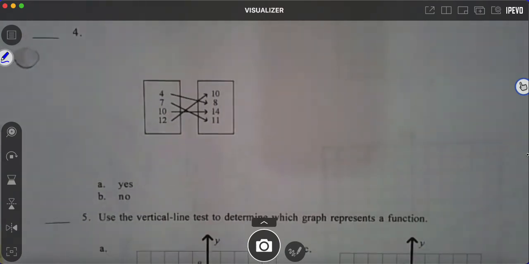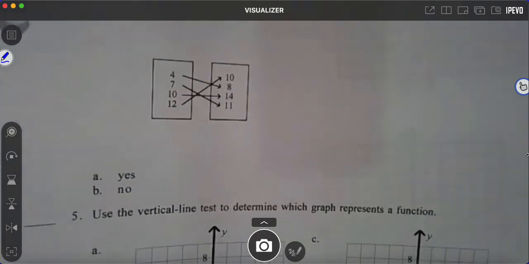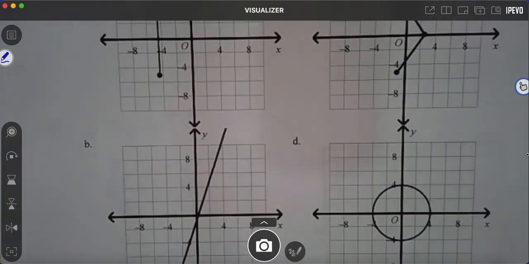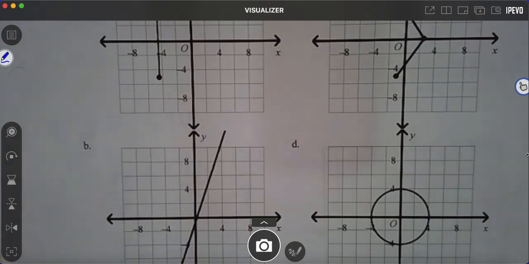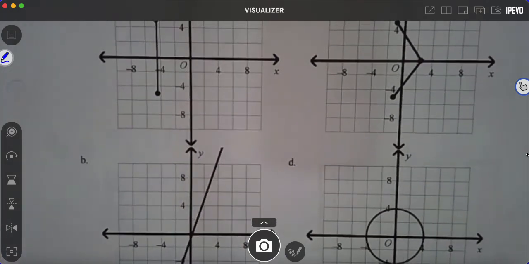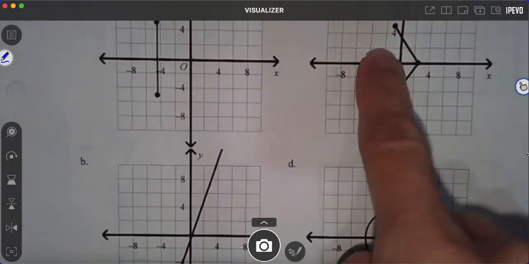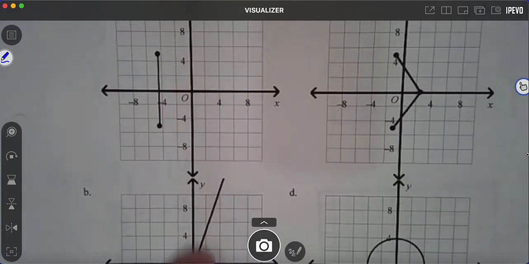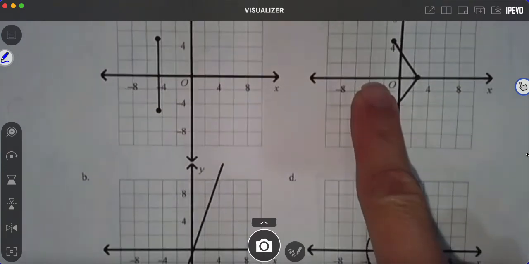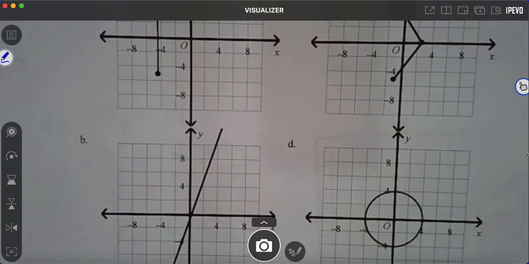Okay, is this one a function? Yes, it is. 4 only goes to one number, the 7, the 10, the 12, they only have one number that they go with. Last one. Use the vertical line test. Which one is a function? B. Yes, this one is a function. That one doesn't pass the vertical line test, that one doesn't, so B is your function.